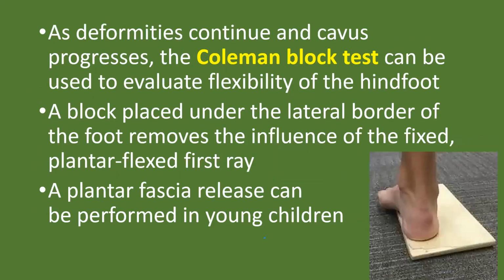As the deformities continue and cavus progresses, the Coleman block test can be used to evaluate flexibility of the hindfoot. The block placed under the lateral border of the foot removes the influence of the fixed plantar flexed first ray, which puts the foot into varus as the forefoot is fully plantigrade. Now, if the calcaneus returns to normal, then the problem is mainly distal, not proximal. The calcaneus is in good shape.